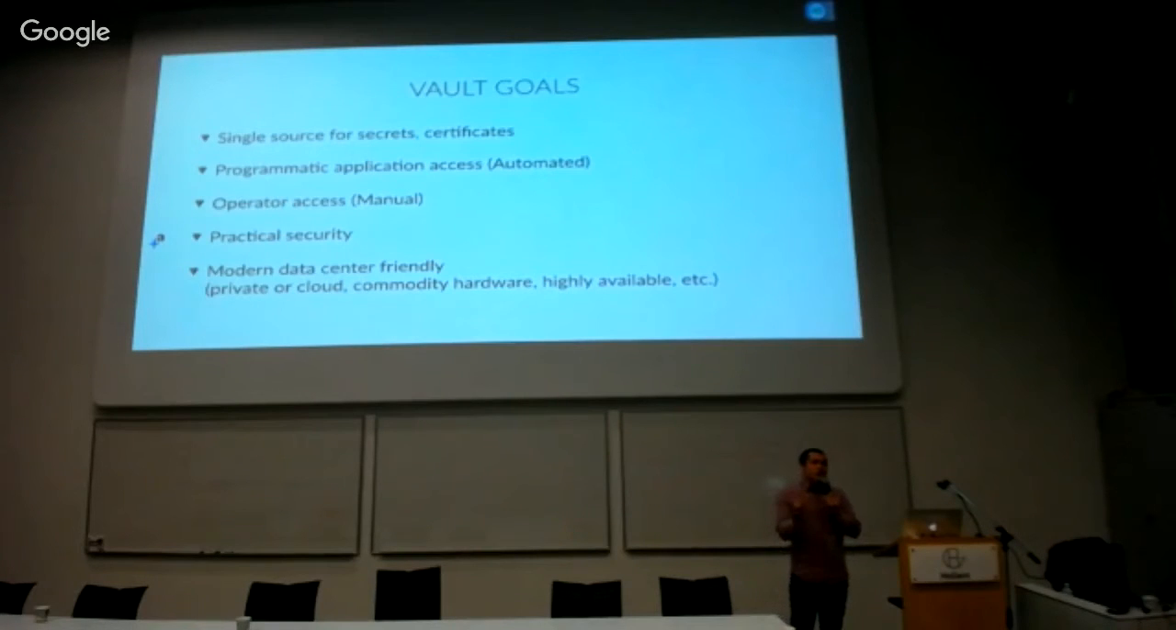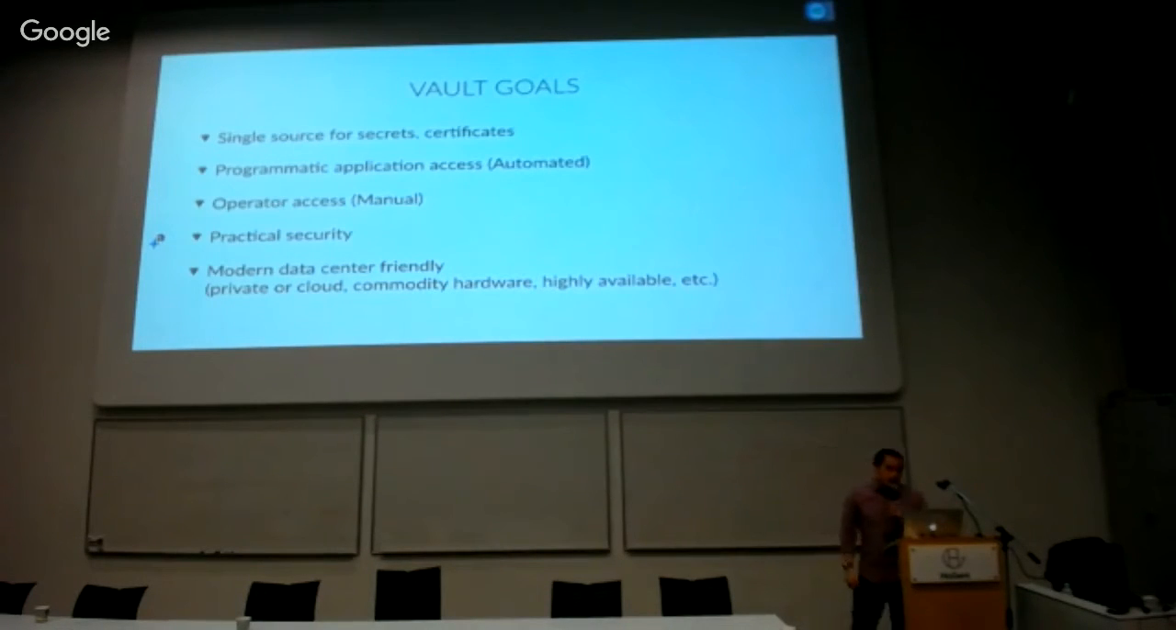Because unlike most things with security, it's better to do it really, really well once than to do it marginally okay a bunch of times. So with Vault, though, we also wanted programmatic access and human access. So secrets belong to both machines and people. And what machines need and how they get it and what people need and how they get it is different. But we're putting all our eggs in one basket, so the one system has to be able to handle both. Practical security, I get into that a little later.